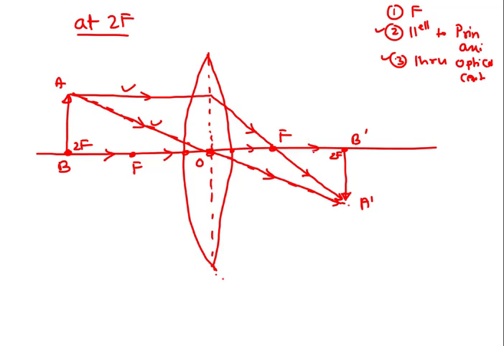So in fact, in this diagram, I have shown 3 rays. So the principal axis can also be considered as a ray passing through the optical center. But over and above the principal axis, we should draw 2 rays. So that's rule number 1.